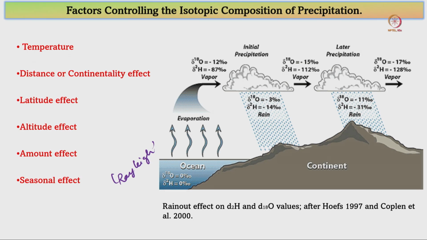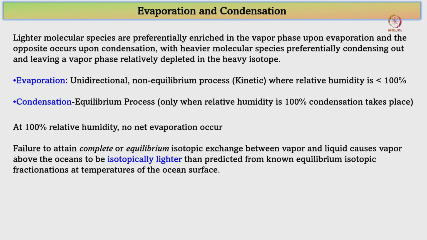There are 6 main factors that cause isotopic fractionation of stable water isotopes: temperature, distance or the continentality effect, the latitude effect, the altitude effect, the amount effect and the seasonal effect. Some parts we have already discussed, but some of them we are going to talk about in more detail, specifically the relationships that have already been calculated, developed and are very useful.